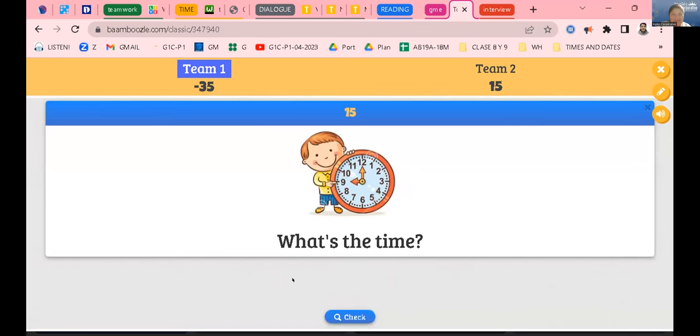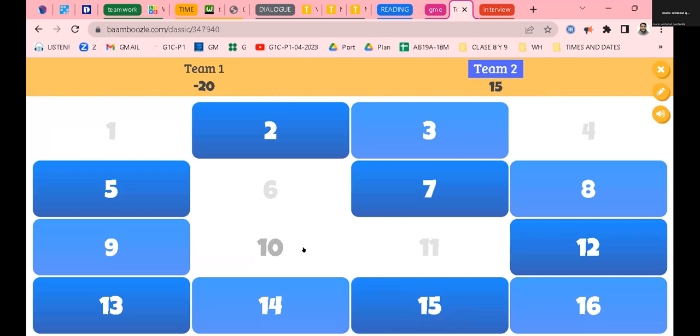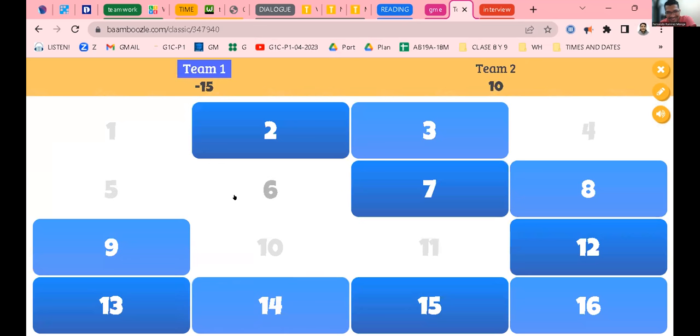Okay, 10. What's the time? And this is super easy. Let me see. It's 9 o'clock. No me salen las que yo quiero que salen. No, vamos a poner en otro. Team 2, please pick a number. Number 5. Okay. Give points to team 1. Five. Okay, un poco generoso.